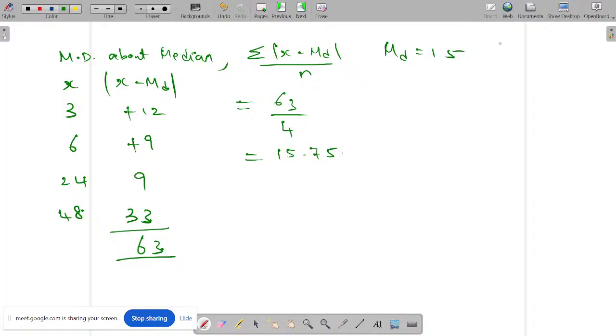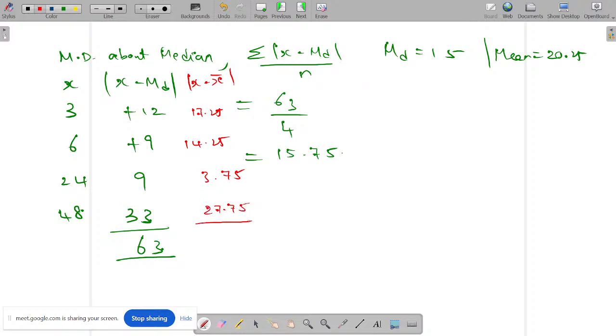Now we take it from the mean. Mean is 20.25. Let me work it in red color. X minus x bar: what's the value? 3 minus 20.25, in positive value, 17.25. Then 14.25. Okay. We are getting the same 63. Okay, fine.